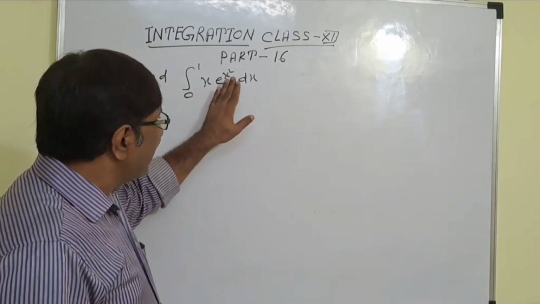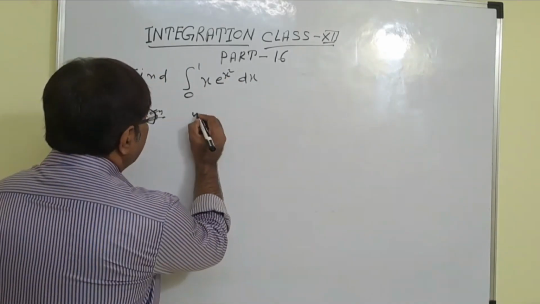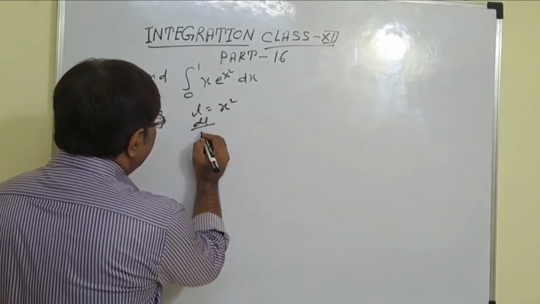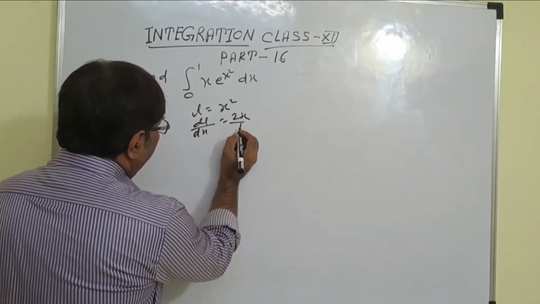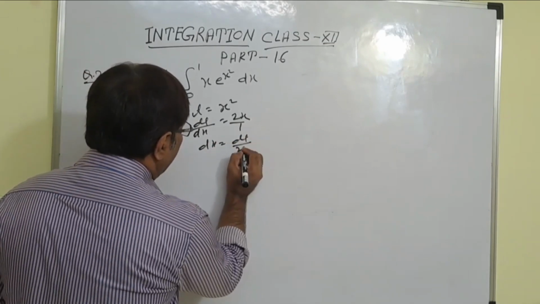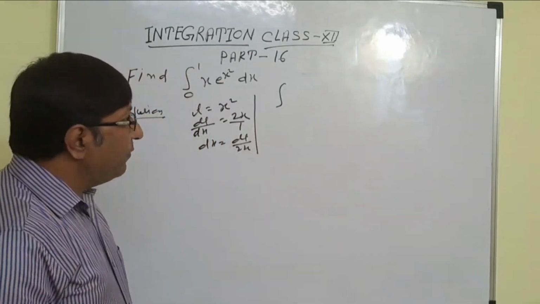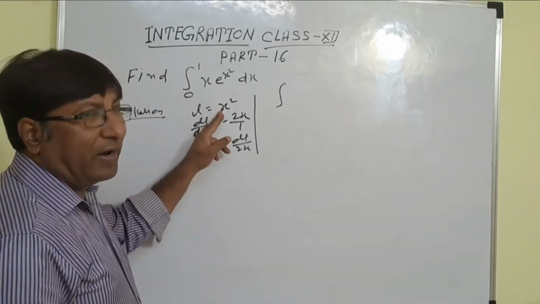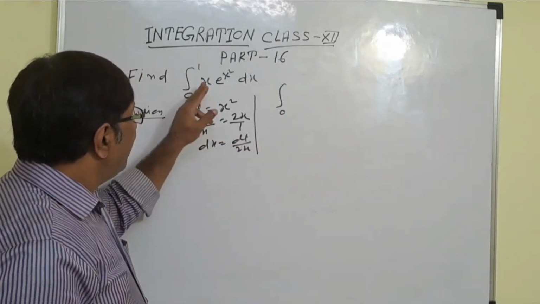So x e to the power x square. For this type of function, what do we do? Just put t equal to x square. So we will get dt by dx equal to 2x. From this we can find dx: dx is dt upon 2x. Now when we put in the limits, the lower limit is 0. So x is 0, 0 square is 0, so t will also be 0. Again, when the upper limit is 1.